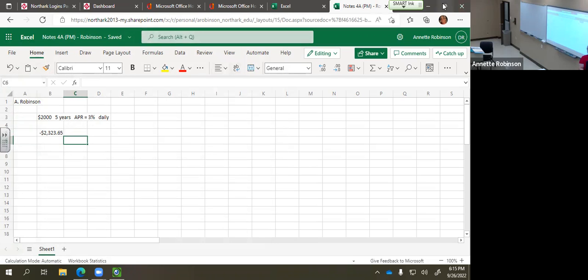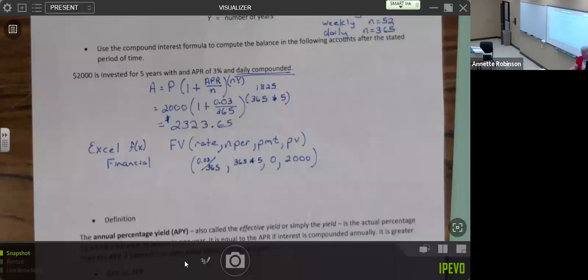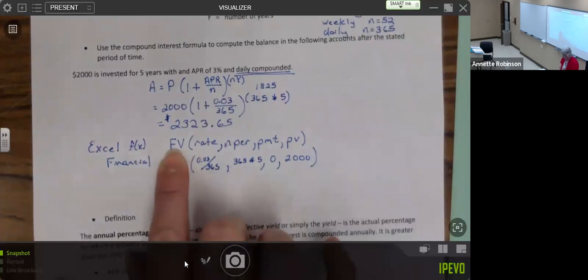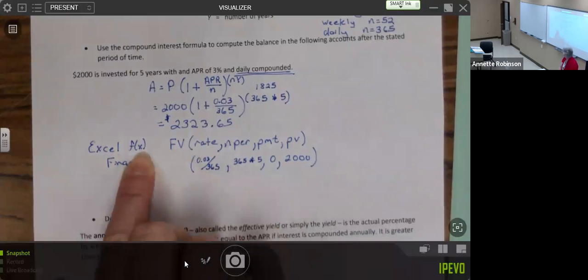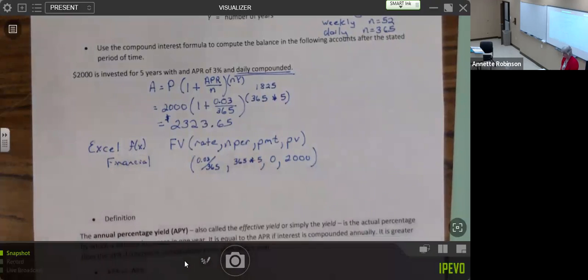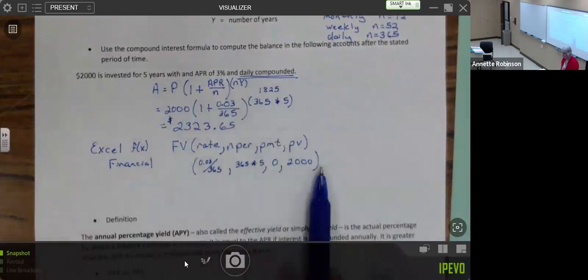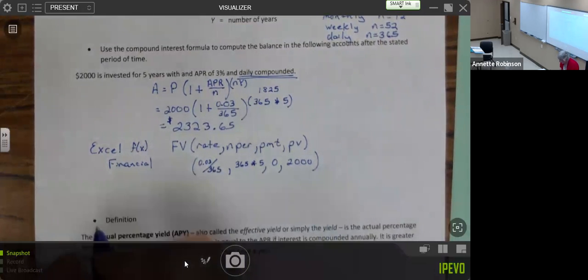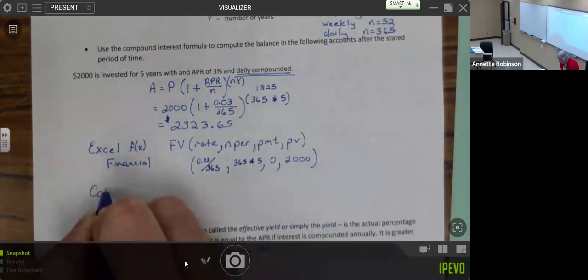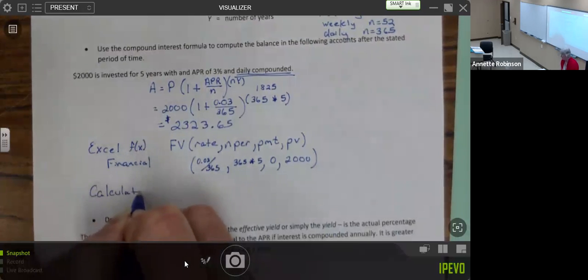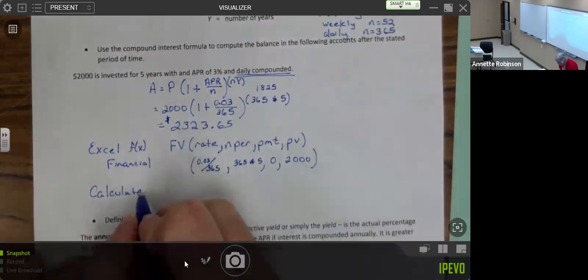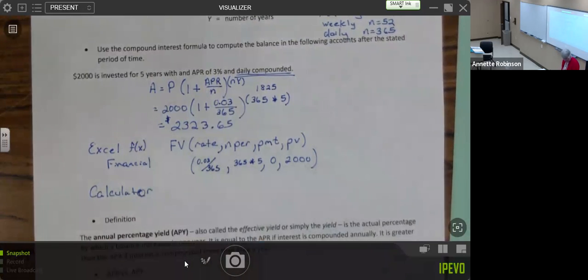Okay. So back to our document camera. This is what we typed in. We went to Excel, we went to FX, which is financial, and then we typed in those numbers. All right, so we did it with arithmetic type on a calculator. We did it with Excel. Now we're going to use our calculator with a program that is on the Texas Instrument calculator.